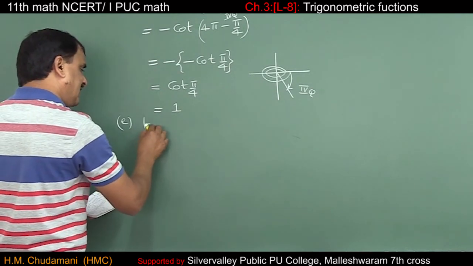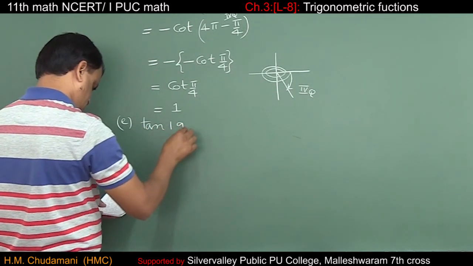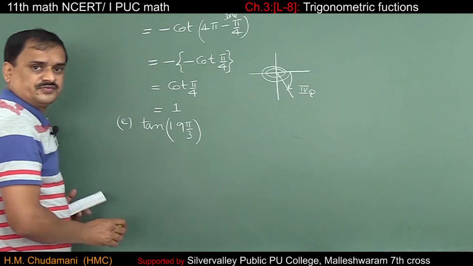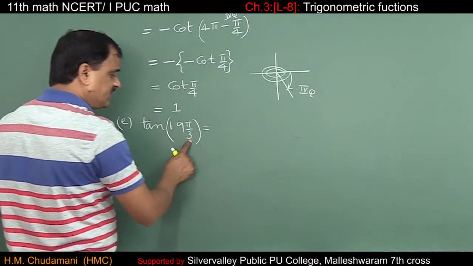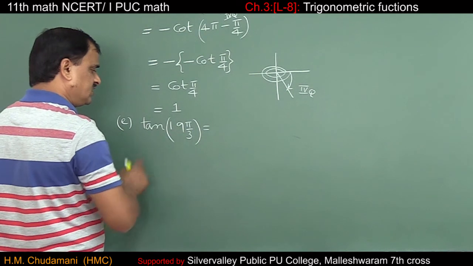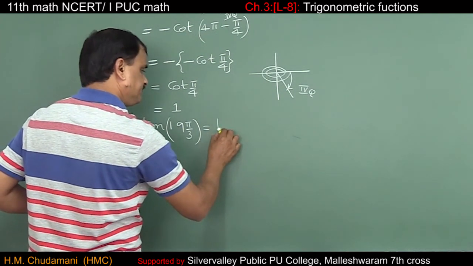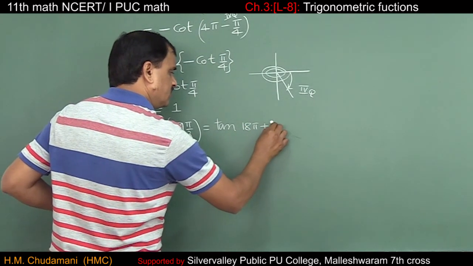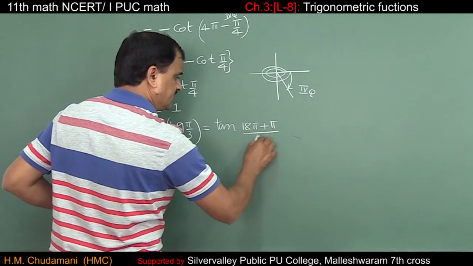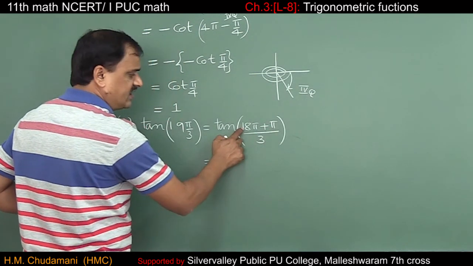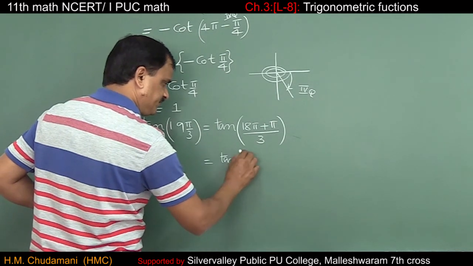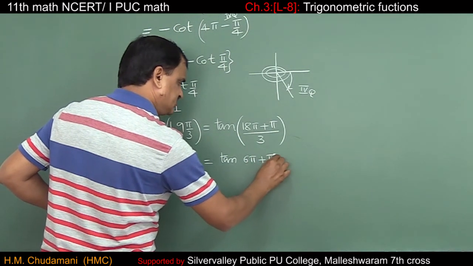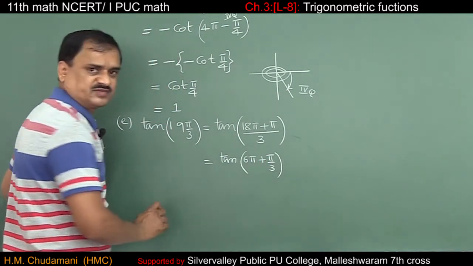One more, tan of 19 pi by 3. The multiple of 3 nearest to 19 is 18. 18 pi plus pi is 19 pi divided by 3. Separate this: 18 divided by 3 is 6 pi, plus pi by 3.